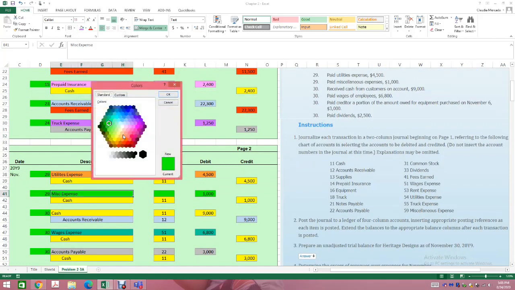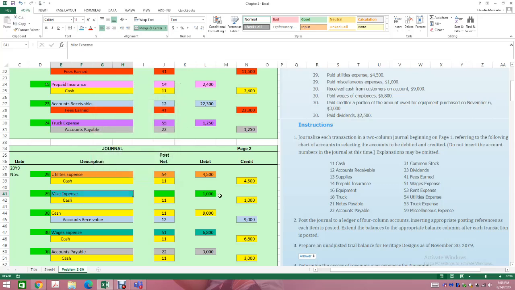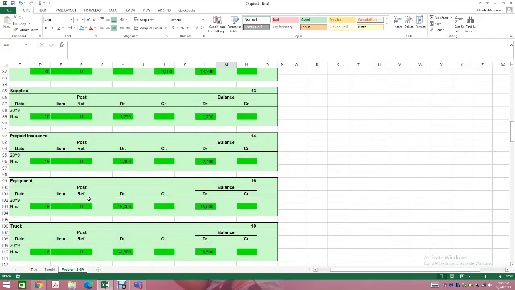And for that one, what color? So many colors to choose from, but they all look the same. Okay, let's do that blue one. So we have miscellaneous expense of $1,000. Miscellaneous expense on the 29th, a debit of $1,000.